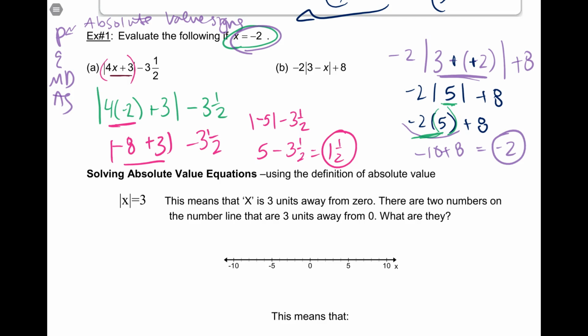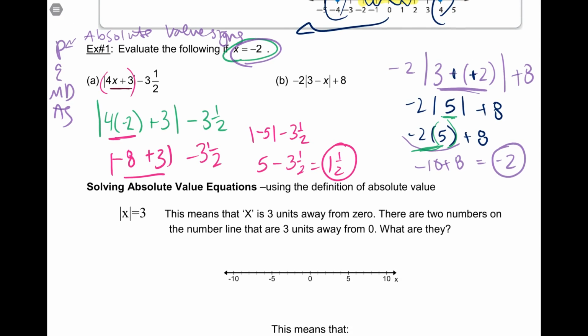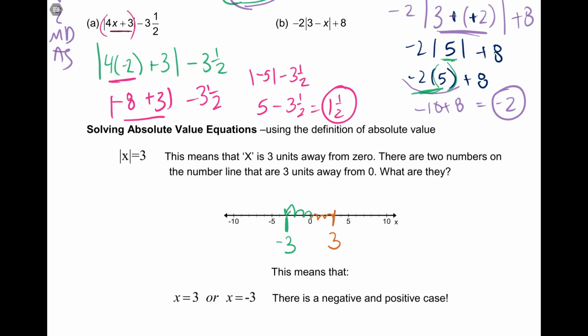Okay, so using the definition of absolute value: the absolute value of x, if it equals 3, it means x is going to be 3 units away from 0. So here's 1, 2 right here, so this value is -3. -3 is 3 spaces away from 0. And then I'm going to have 1, 2, 3, +3. So there are 2 numbers on the number line that are 3 units away from 0: -3 and 3.